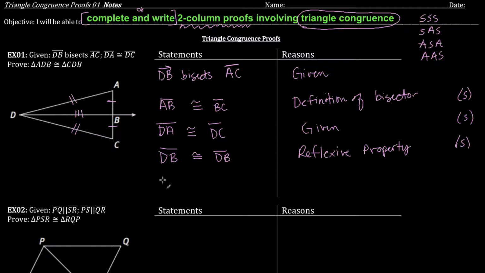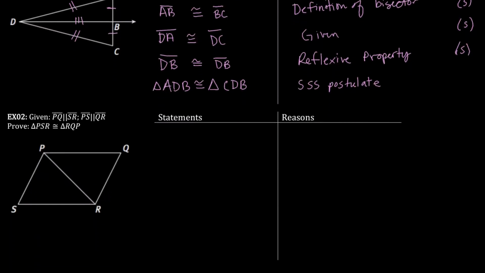So we know that triangle ADB is congruent to triangle CDB because of the side, side, side postulate, which means that if you have three sides of a triangle congruent to three sides of another, then those two triangles are congruent. So let's go to example 2.